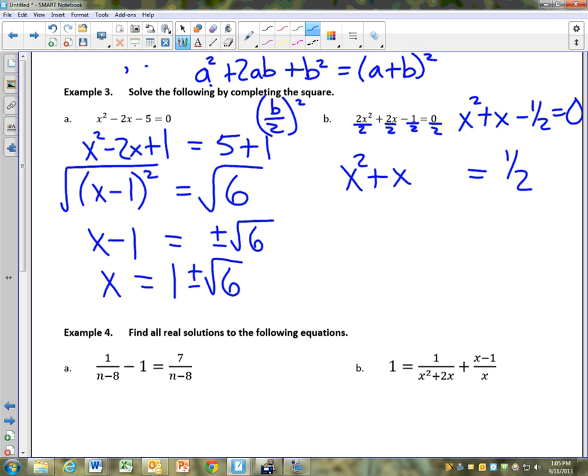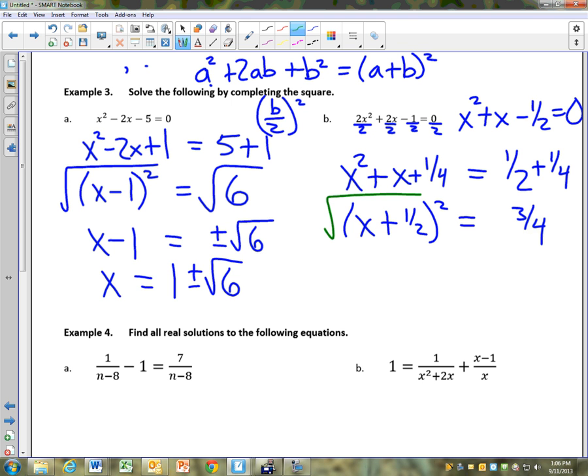Take the middle number. What's the number right here? Divide by 2? 1/2. Squared? 1/4. This factors to x plus 1/2 quantity squared. What's a half plus a fourth? 3/4. What to do to both sides? Square root. x plus 1/2 is equal to plus or minus. Good. You can take the square root of the bottom, but you can't take the square root of the top because it's not a perfect square.